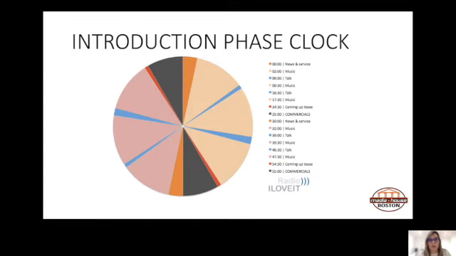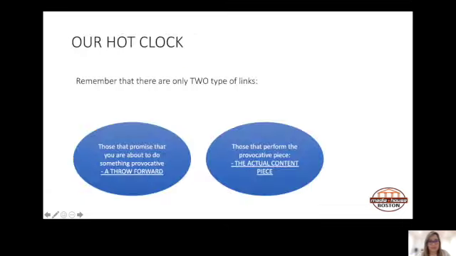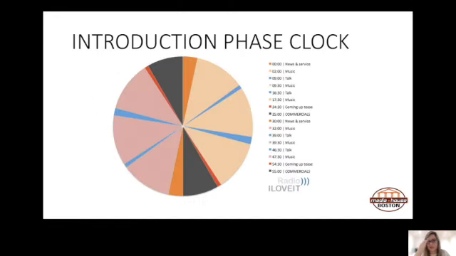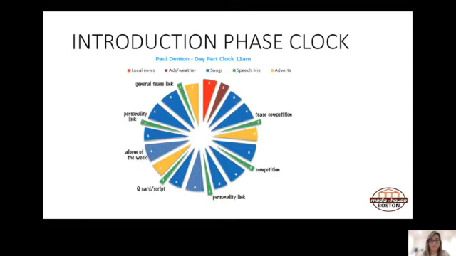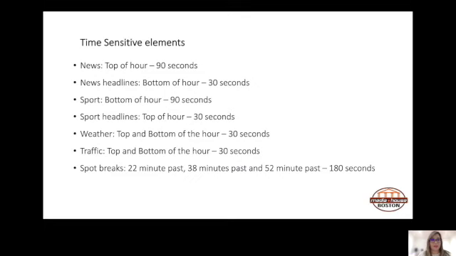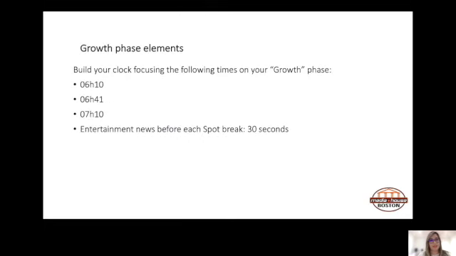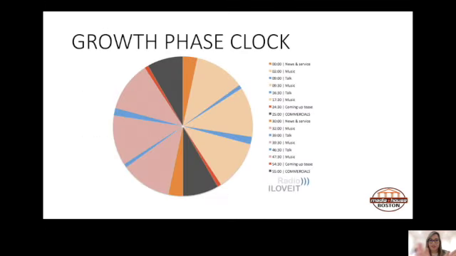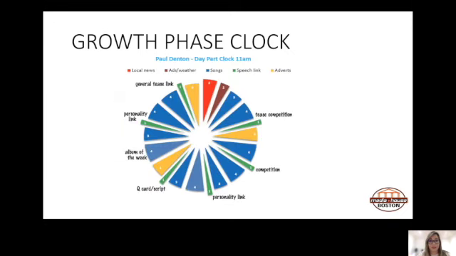So again, just the examples of the clocks. These differ a little bit from the times that I gave you here. But again, it's just to show you and to get your mind into starting to build those clocks, okay? So our growth phase clock, these look different from the times that I gave you, the time-sensitive elements, as well as the growth phase elements. Again, it's just to show you all the elements so that you can see how the breakdown will work when you start breaking down your clock. And again, the other example, okay?